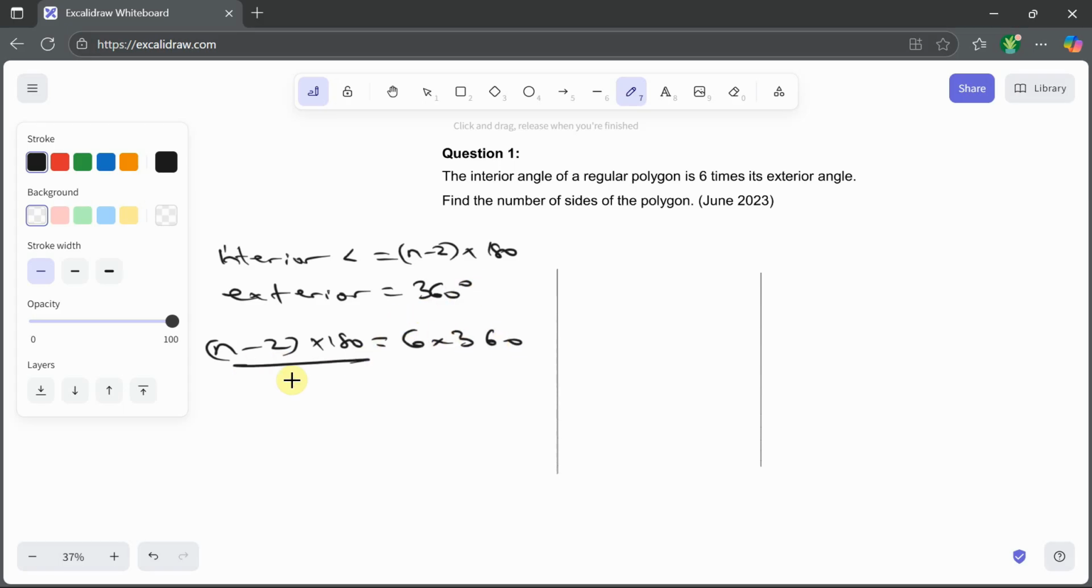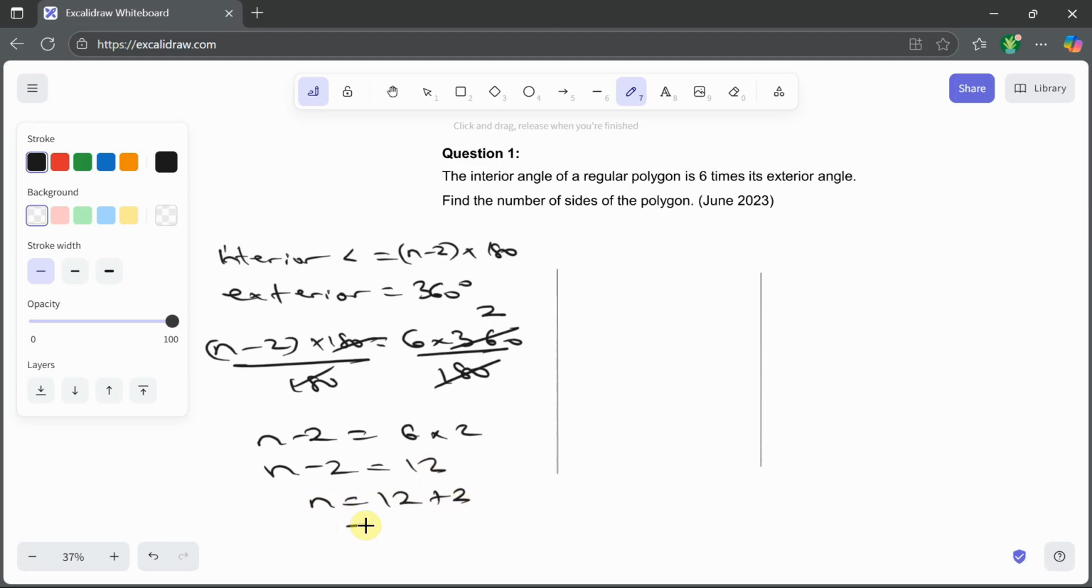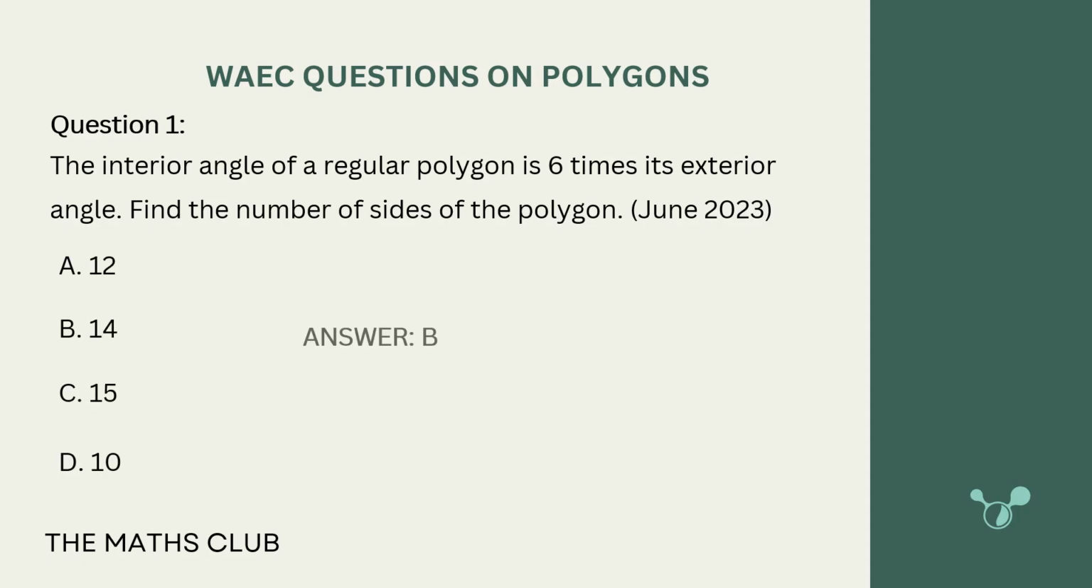If I divide both sides by 180, this will cancel, and this will give me 2. So n minus 2 is equal to 6 times 2, which is 12, and n is equal to 12 plus 2, which is 14. So the number of sides of this polygon is 14. Let's see if we're correct. That will be option B. Great.